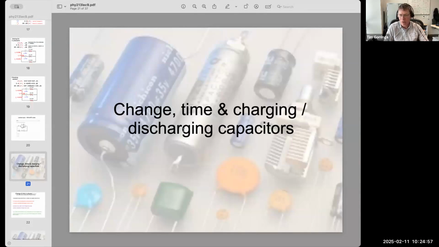So I've got a slide that is rather general about change in time in physics, and then I've got slides that are rather specific about charging and discharging capacitors, which is something that's changing in time, and so is a change in time in physics problem. Okay.